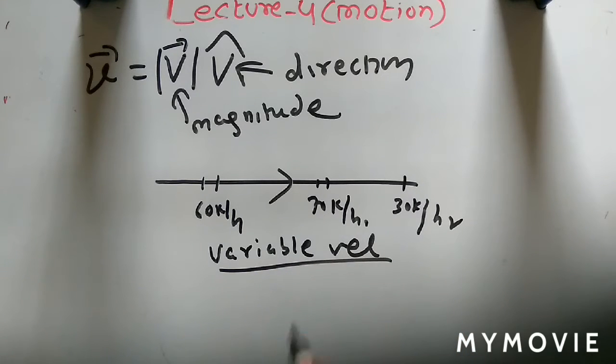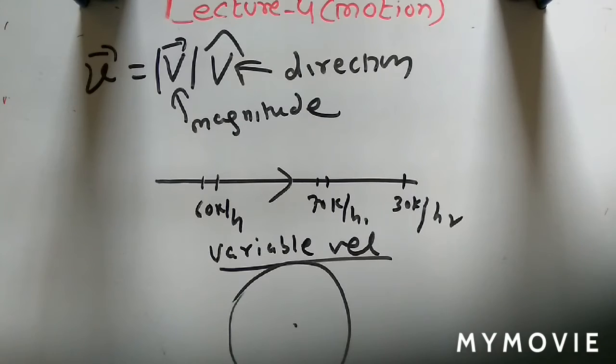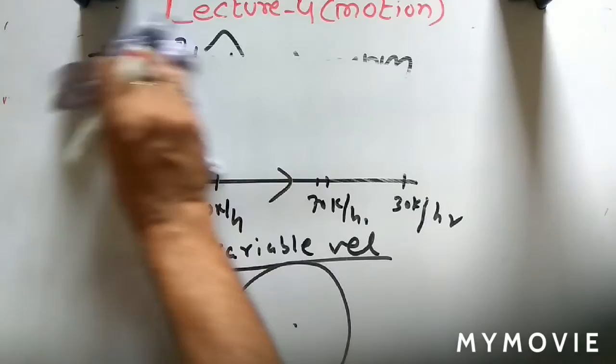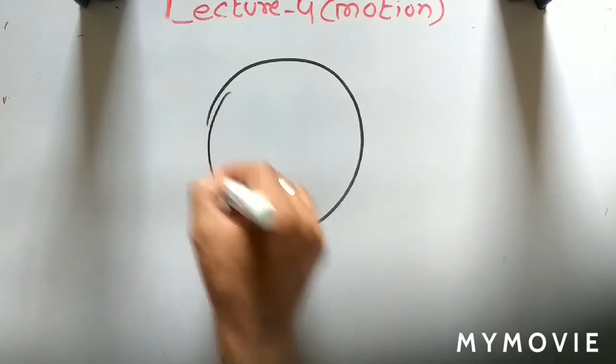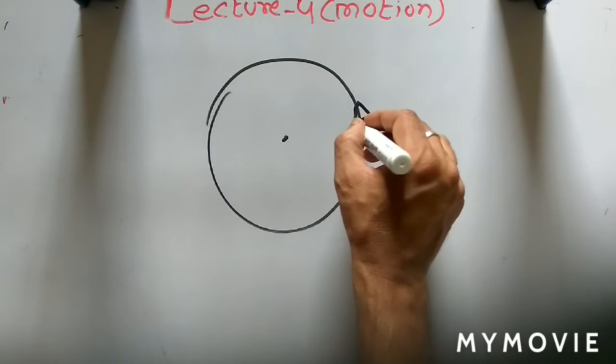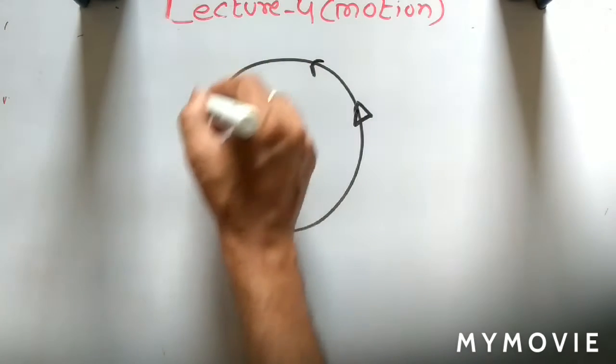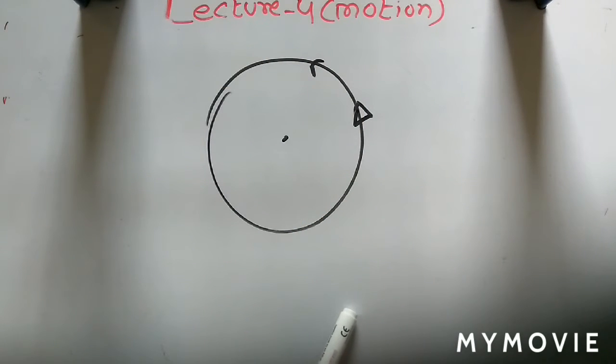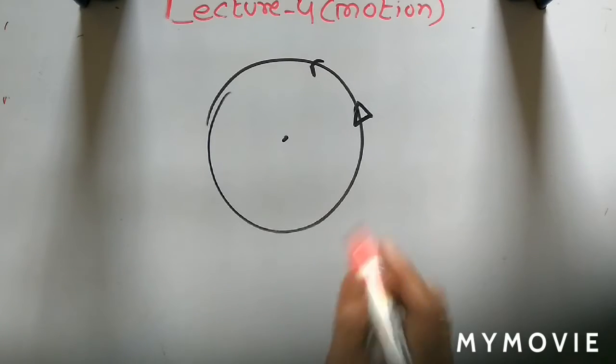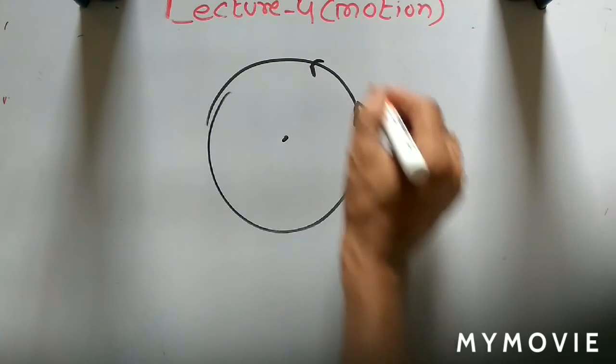Okay, suppose a car is moving on a circular track. If the car moves on the circular track uniformly, that means what? So this is the car. This car is moving on this circular track along this direction. Now suppose it is moving at constant speed. So it is moving at constant speed on the circular track.